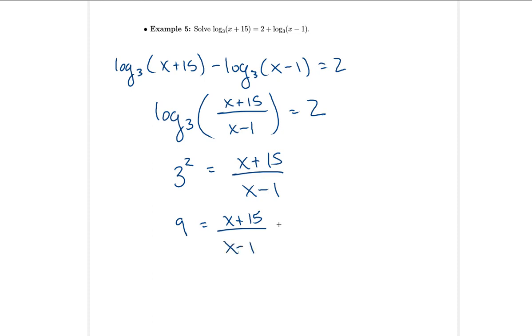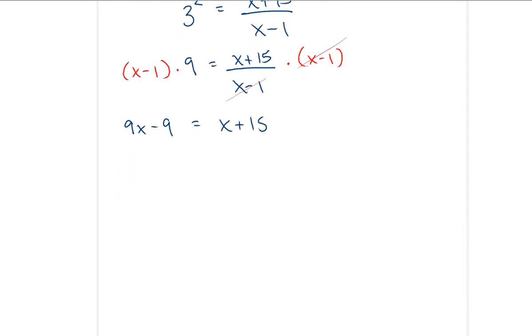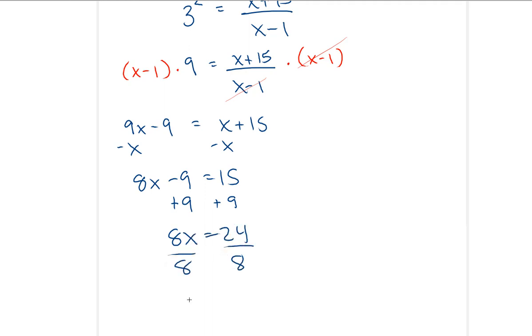Right, and then just like in that previous problem where we had subtraction of logarithms, we'll clear that fraction out. So 9x minus 9 is equal to x plus 15. And this one, we're just going to have a single solution, but we should still check it for sure. So subtract x from both sides. So 8x minus 9 and add 9. So 8x equals 24. So x equals 3.